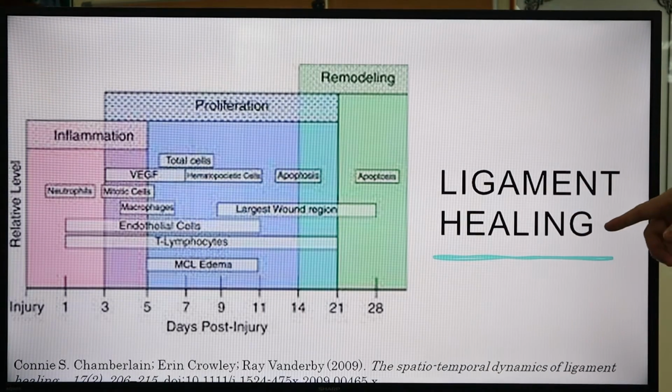Between day 14 and day 21, the remodeling takes place, whereby there is apoptosis of the fibroblasts and formation of new ligament cells, and type 3 collagen is replaced by type 1. The study only went up to 28 days, and they predict the remodeling process occurs over months to years. So this is the ligament healing of the MCL.